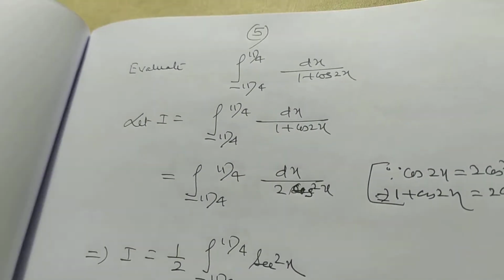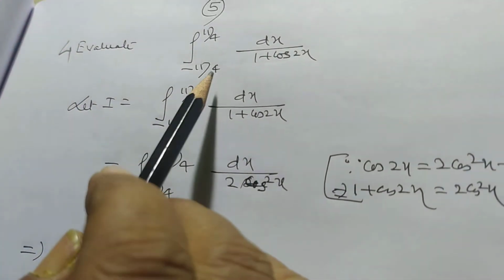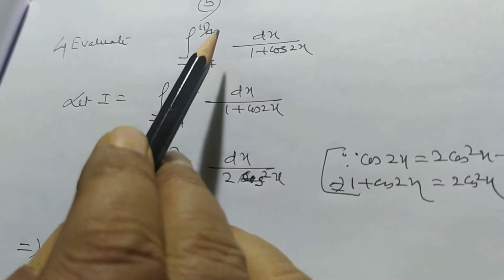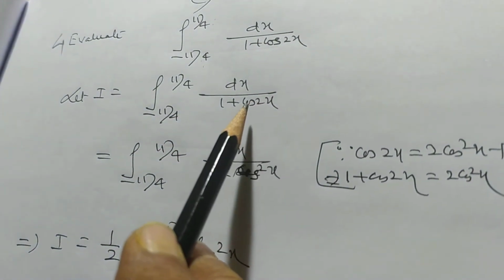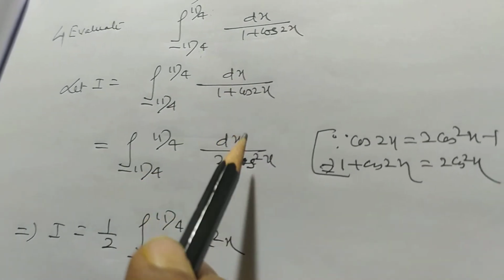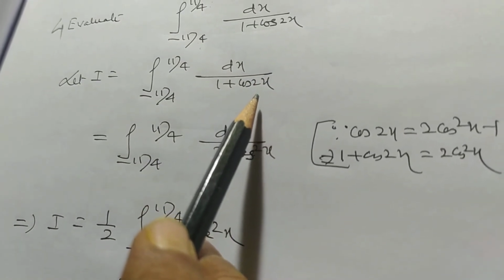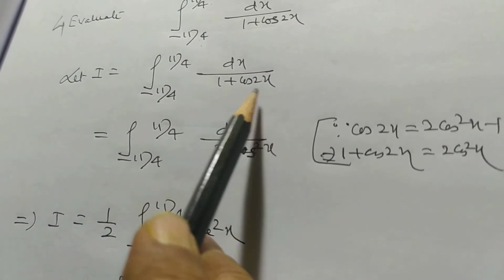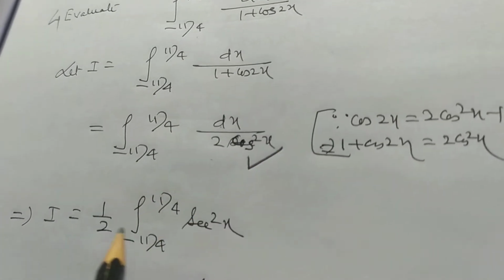Now, this problem number 4. Integral from minus pi by 4 to pi by 4, dx by 1 plus cos x. So now, we will try to prove whether this function is even or odd, so that we can simplify it. This is dx by 1 plus cos 2x, dx by 2 cos square x.